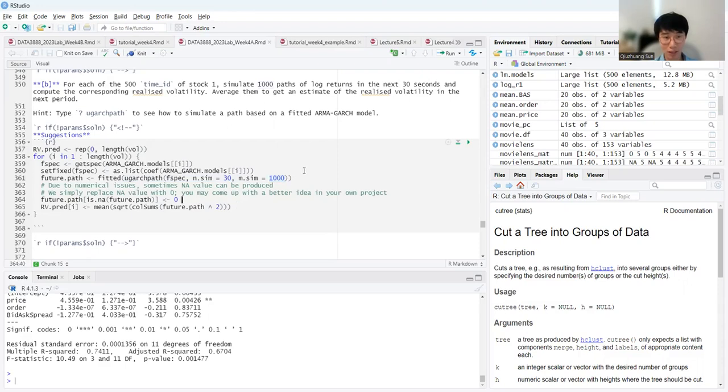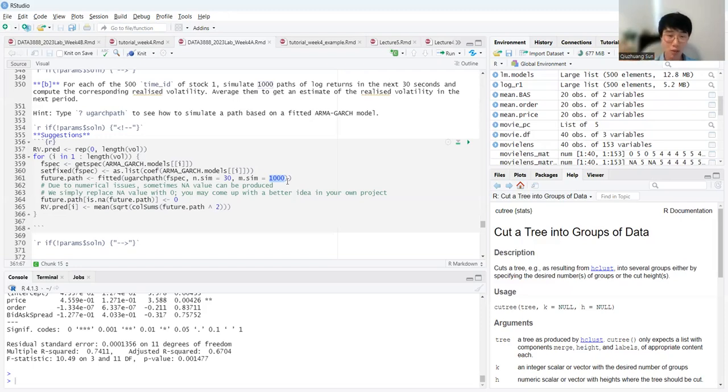So here you can see that after I fit the path, I have a time series of log returns. For all the log returns, I square them, sum them up, and then take the square root. After this, we will have 1,000 different estimates of the realized volatility in the next 30 periods. Then I take the average of the 1,000 realized volatilities to get one point estimate of the realized volatility in the next period.